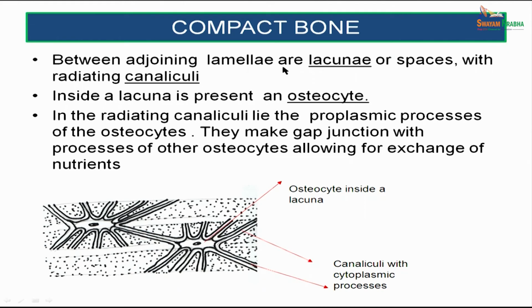Between adjoining lamellae, as we have learnt before, there are spaces called lacunae with radiating canaliculi. Inside the lacunae are the osteocytes, and inside the radiating canaliculi we have protoplasmic processes of the osteocytes. What is important to remember is these protoplasmic processes make gap junctions with processes of other osteocytes, allowing for exchange of nutrients. So, here in the diagram you can see this is one osteocyte within a lacuna, this is another osteocyte in another lacuna, and you can see these radiating canaliculi, and you can see the protoplasmic processes passing and making contact with each other.